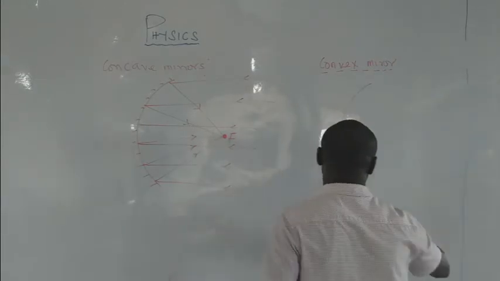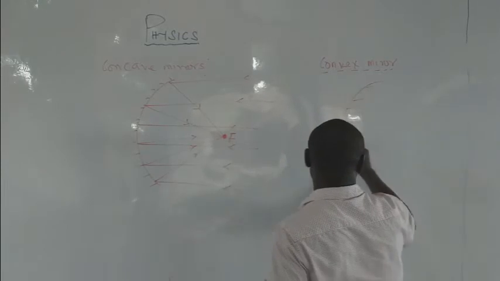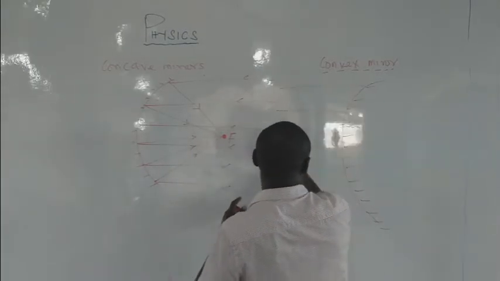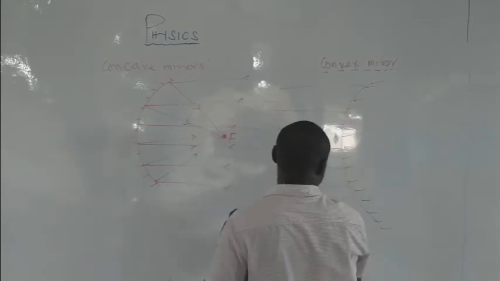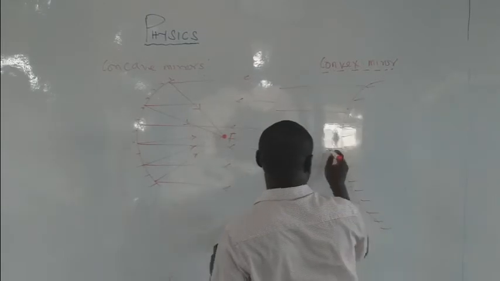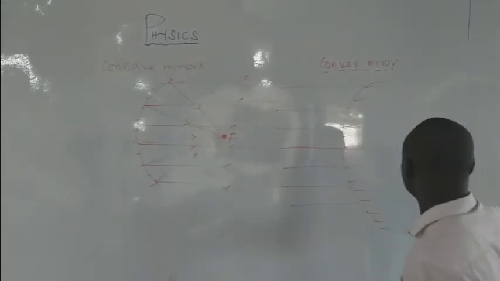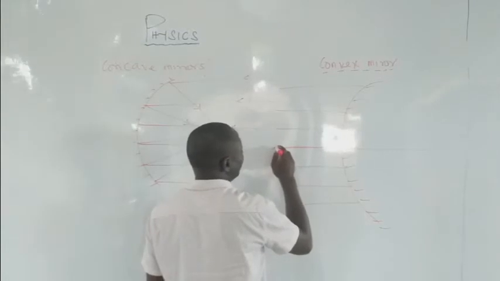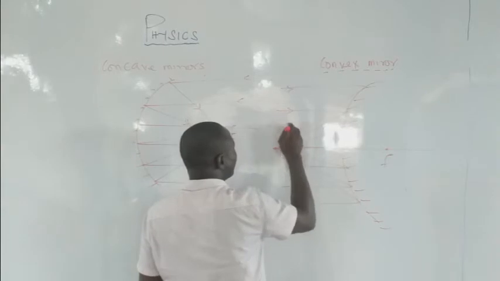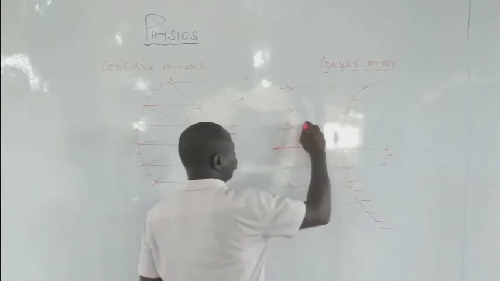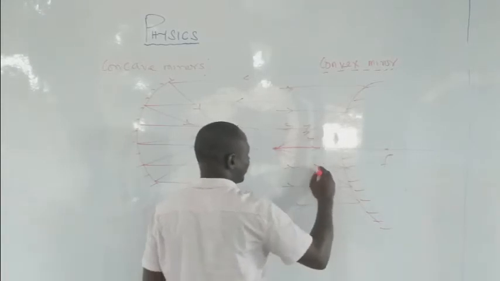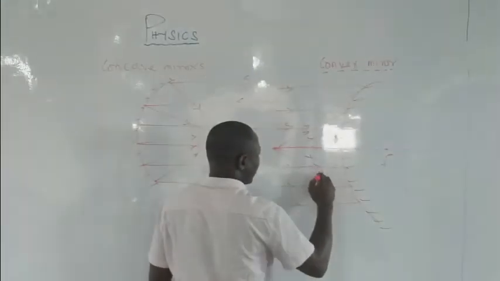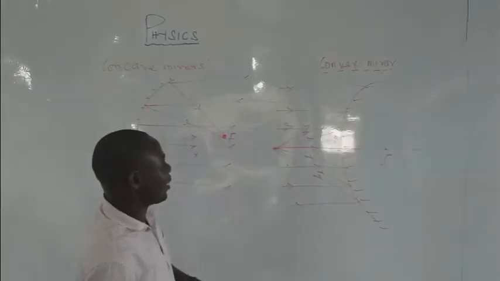Let's draw it. So the reflective surface comes outward, something like this. So we have rays coming. That's the focus. So they diverge after reflection. So let's have our F here. Rays of light coming in diverge, scattered. This is what is happening to the rays of light, scattered. So this is a convex mirror.